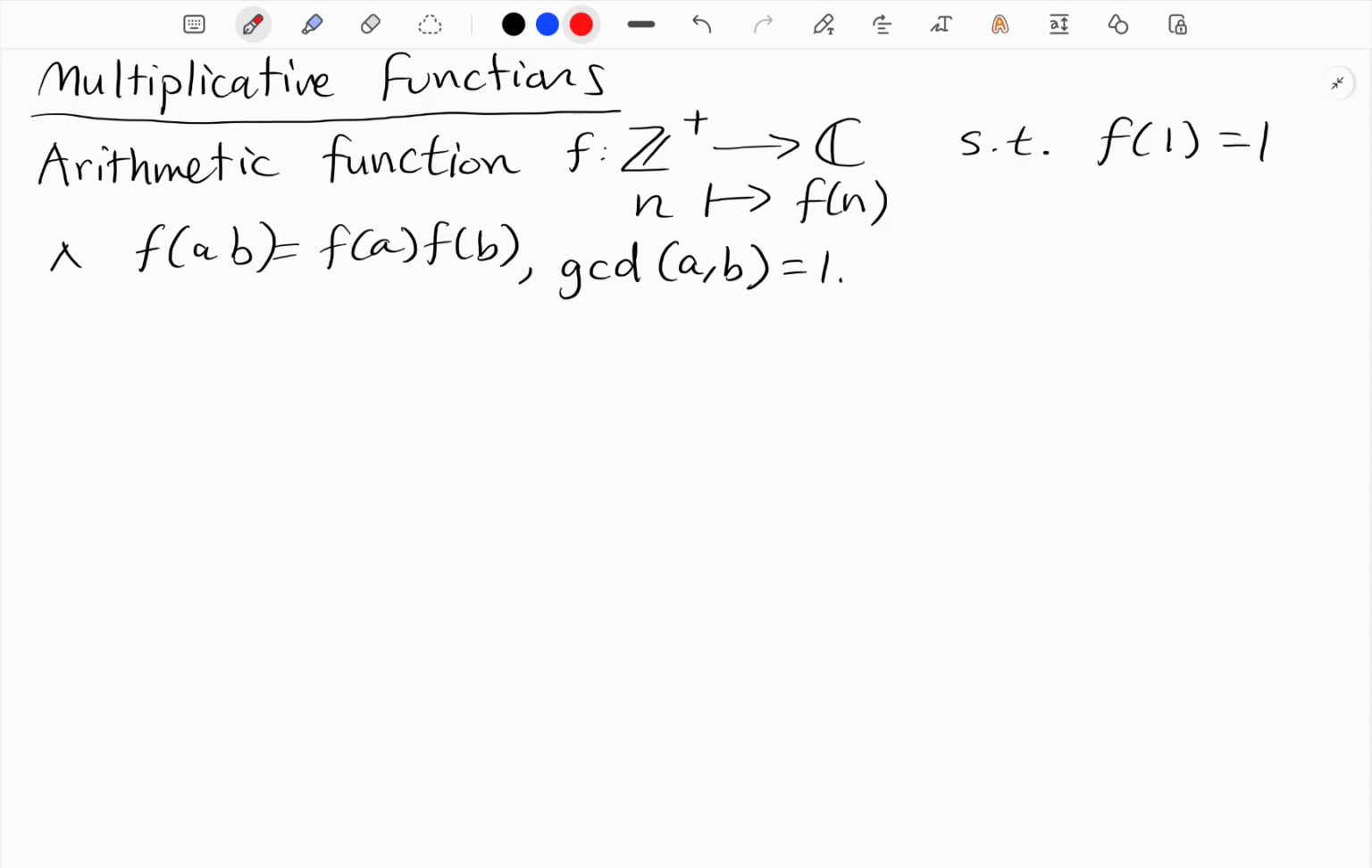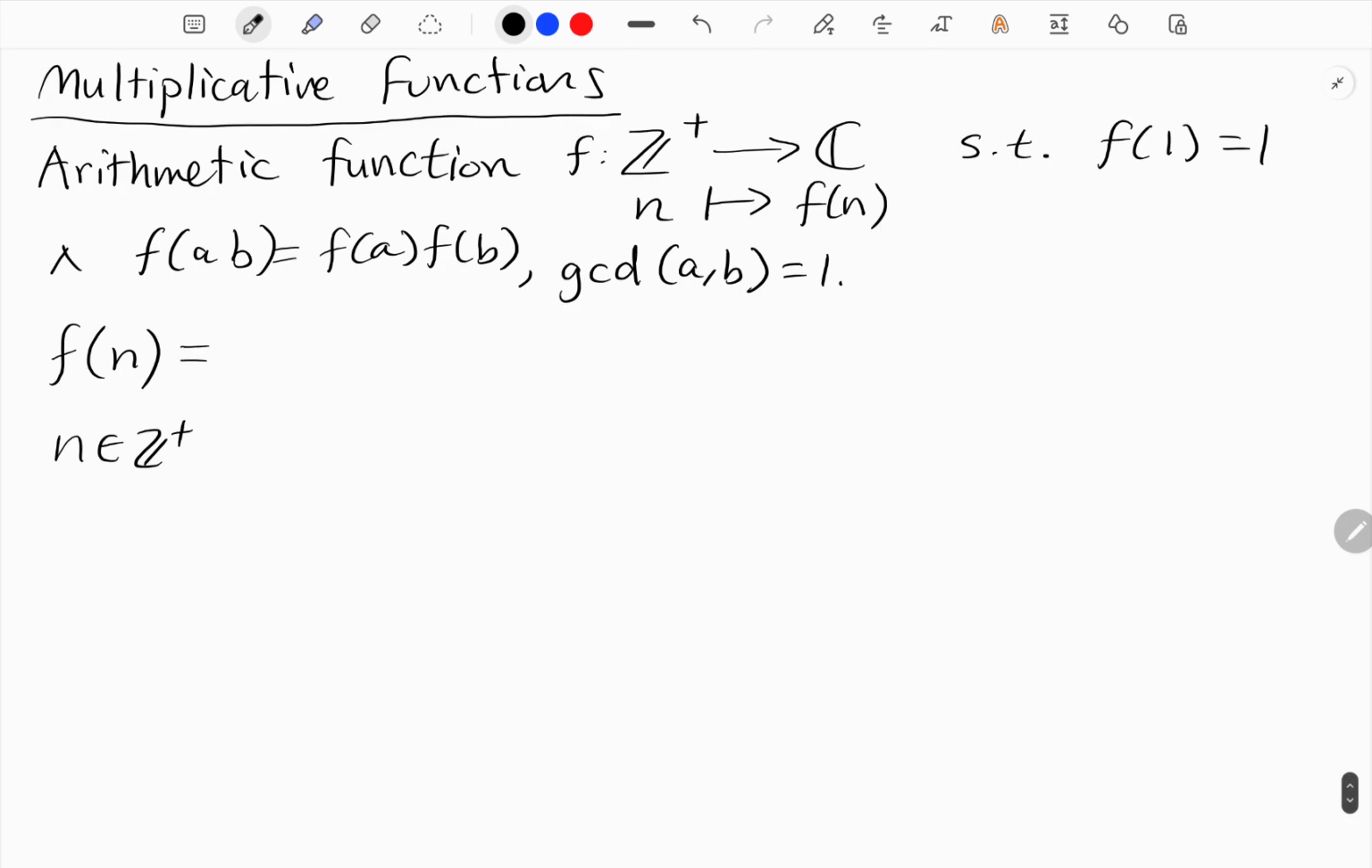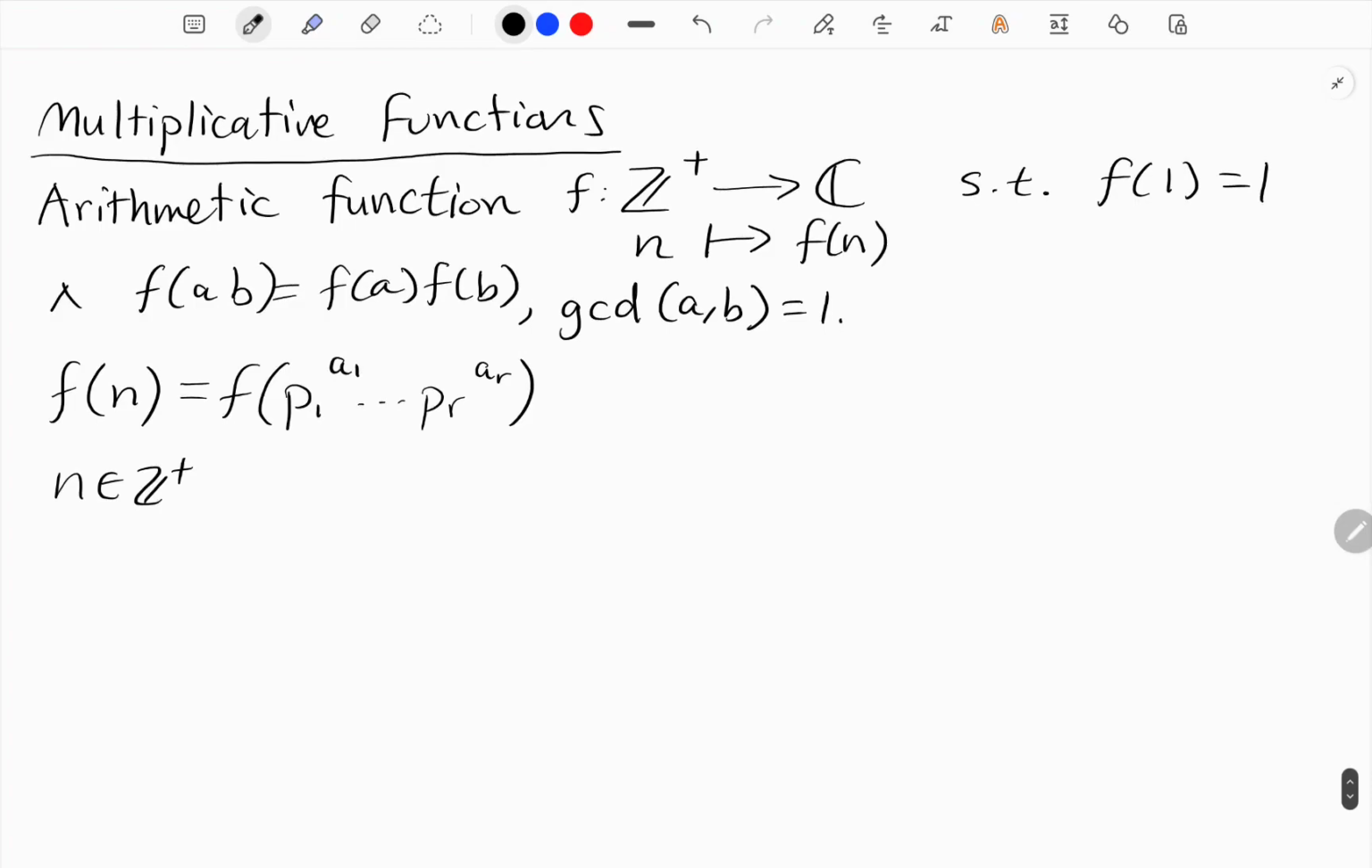So why is this helpful? Multiplicative functions help break down large problems into smaller, manageable pieces. And we do that by prime factorizing a number. So, for example, if you want to compute f of n, where n is a positive integer, this is the same thing as f of, let's say, p1 to the a1, all the way to pr to the ar. So this is just multiplying. There might be some other primes in here. I don't know. But this is what I have for now.